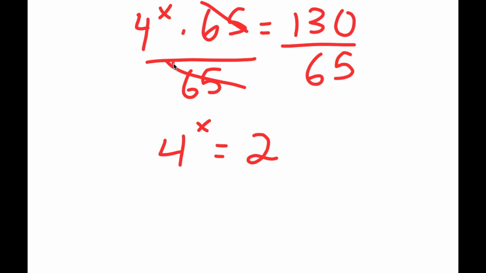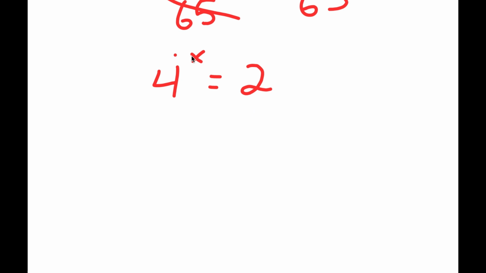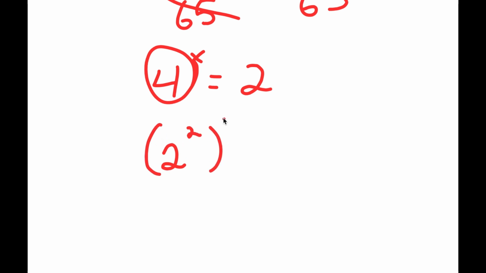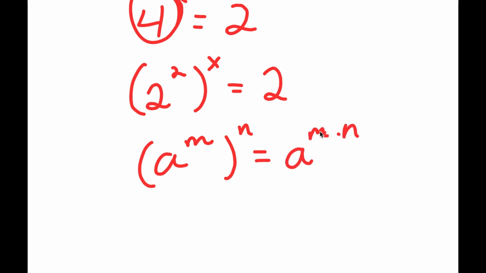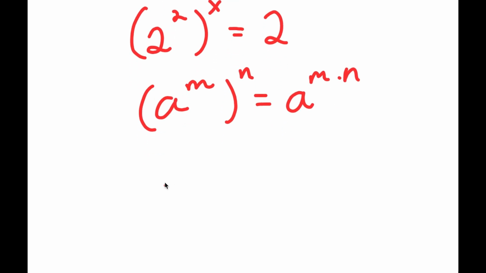And from here, to solve this, I'm going to first rewrite 4 as 2 squared. So I have (2^2)^x is equal to 2. And if I have something in the form (a^m)^n, this is equal to a^(m times n). So 2^(2x), that's going to equal 2^(2 times x), which is simply 2^(2x), is equal to 2.